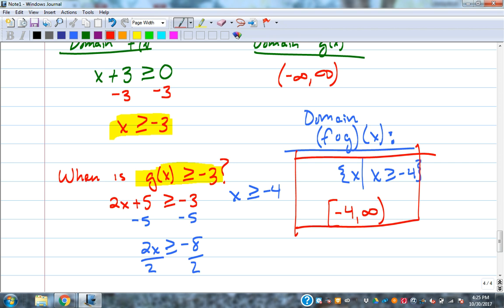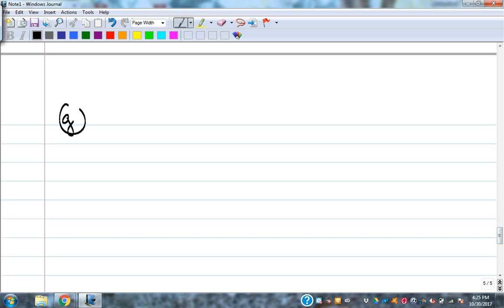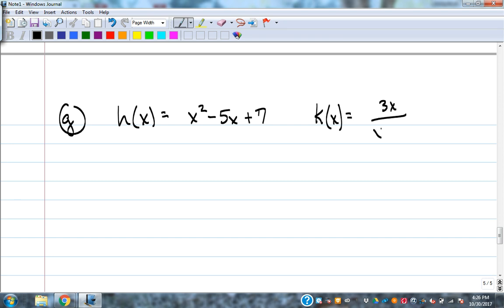But process over and over there. Let's look at one that's a little bit more involved. Maybe we got some fraction work in there, some factoring stuff to do. So example G. Say we got h of x is x squared minus 5x plus 7, and then k of x is 3x over x minus 2.